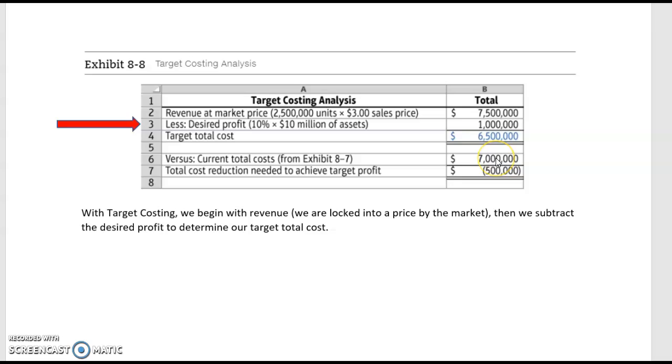Okay, our current costs are $7 million, so we've got to find $500,000 to cut out. Okay, and that's it.